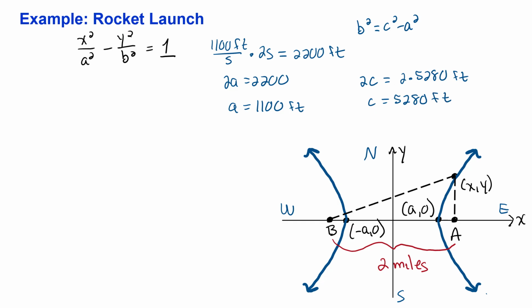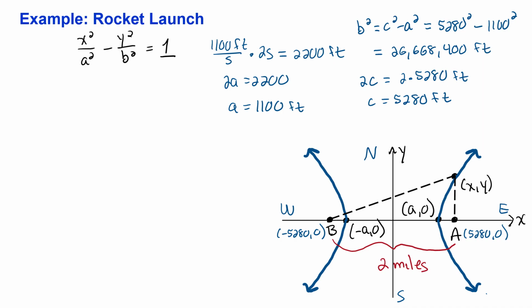So now that we know the value of c, let's go ahead and label the coordinates of the points A and B. Point A is located in the xy plane at (5,280, 0), and point B is located at (negative 5,280, 0). So again, now that we have c, let's find b squared. b squared is c squared minus a squared. This is going to equal 5,280 squared minus 1,100 squared, which equals 26,668,400 feet.